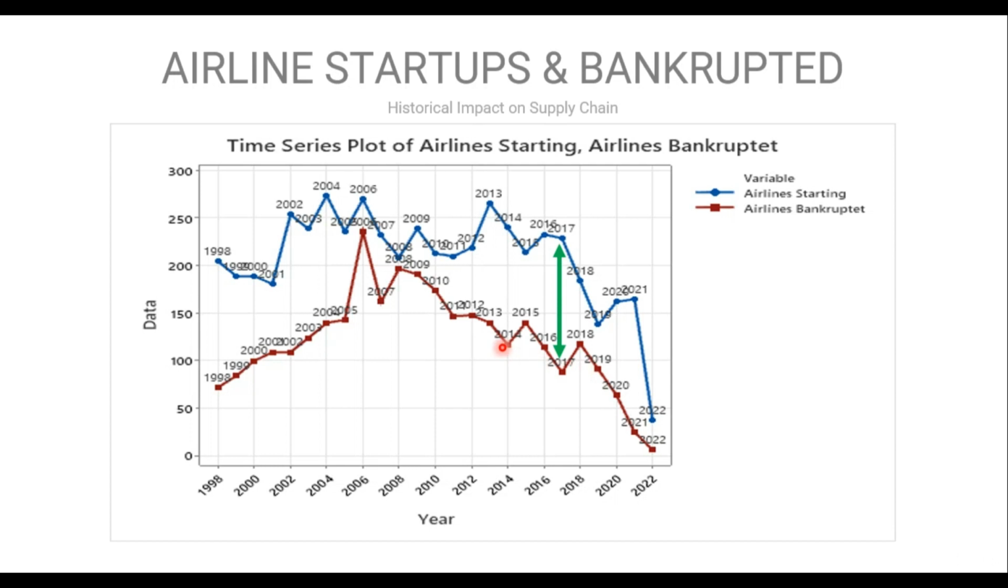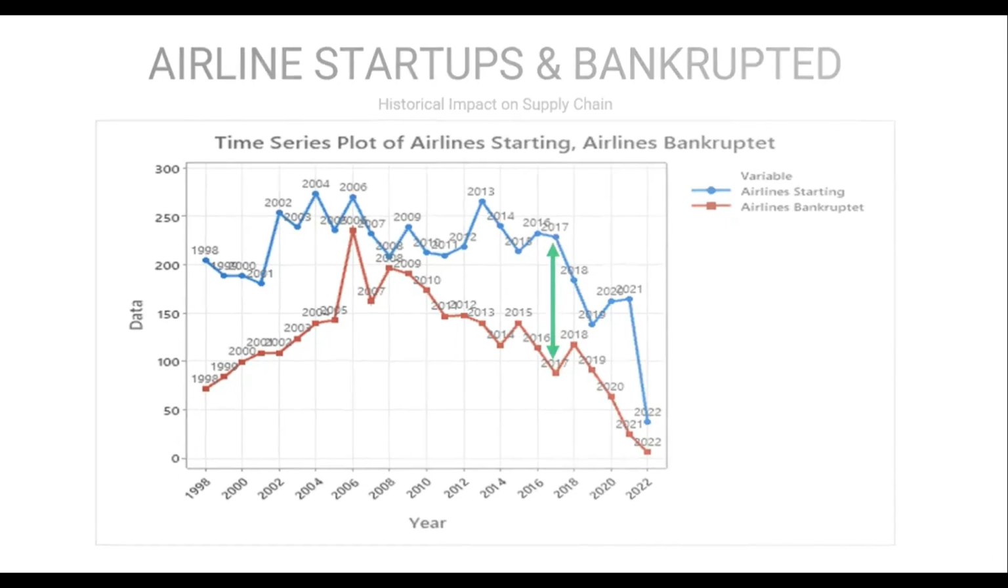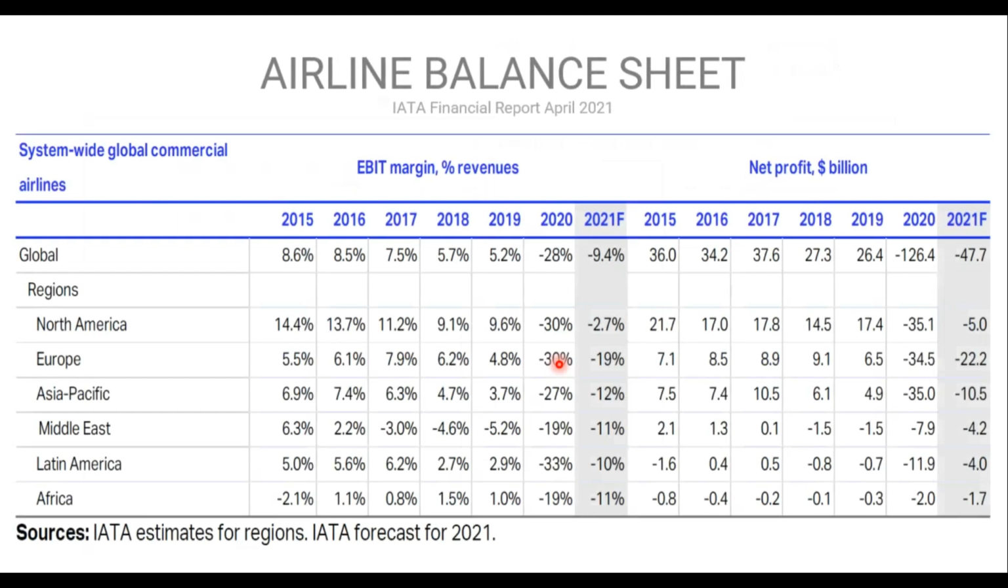Just remember that in 2017, the gap between the bankrupted airlines, the loss of business airlines, and the startup airlines, the number of airlines that were starting the business, is big. Okay, so I am expecting more aircraft in the market, more capacity, more operations. And in 2018, this gap started to go down again. Okay, let's see what happened.